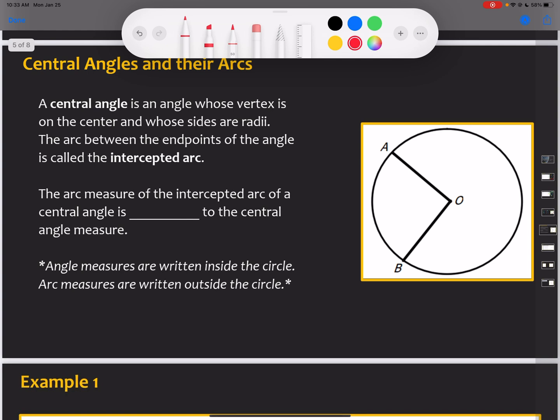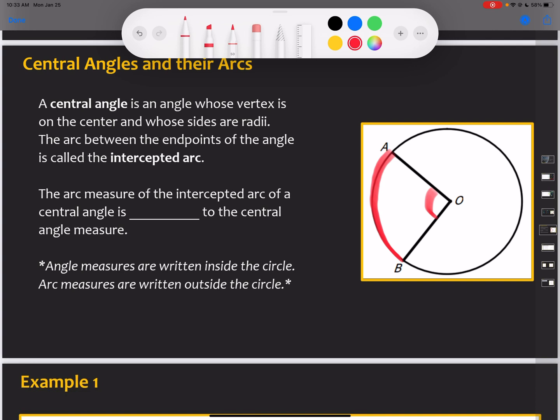All right. A central angle is the angle whose vertex is on the center and whose sides are the radius. We talked about that. The vertex is at the center. The arc between the endpoints is called the intercepted arc. So this is the arc. Kind of think like a baseball field. Like that's the fence of the baseball field. And the angle that goes with it is the inside angle, so where you would put home plate.